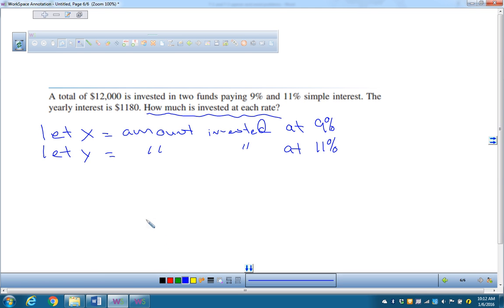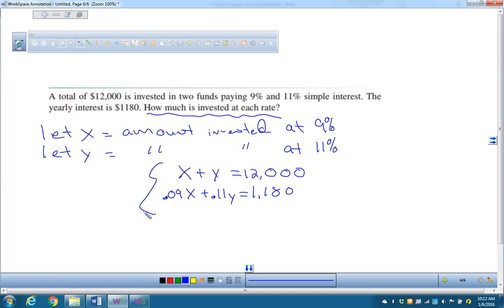And then I want to write a system of equations. Who could give me one equation? X plus Y equals 12,000. Very good. X plus y equals 12,000. Who can give me the other equation? Go ahead, Nate. Is the other one like 0.09x plus 0.11y equals 1,180? Yep, exactly. Very good, okay? 1,180, and this is a system, okay?